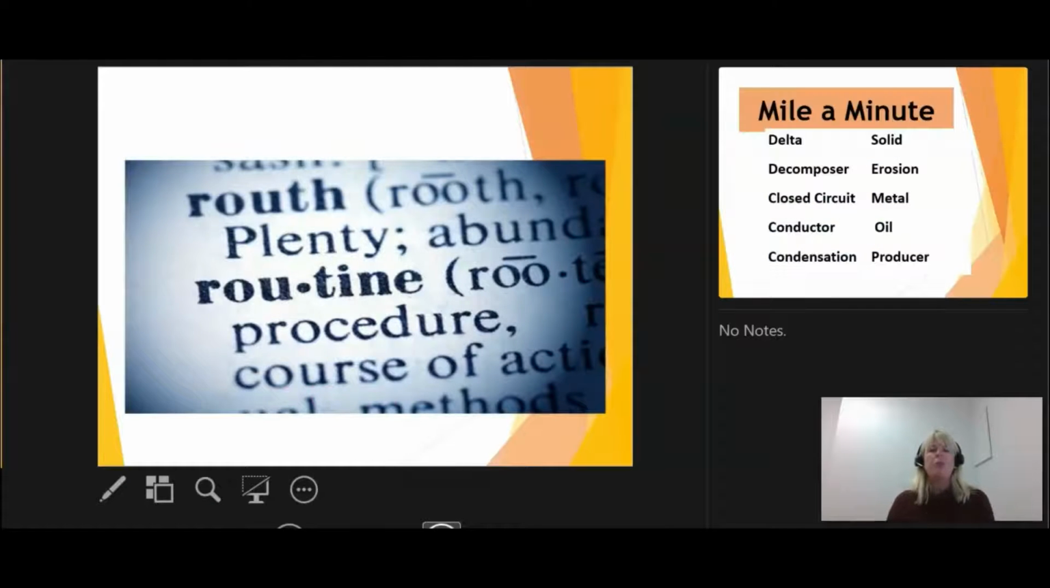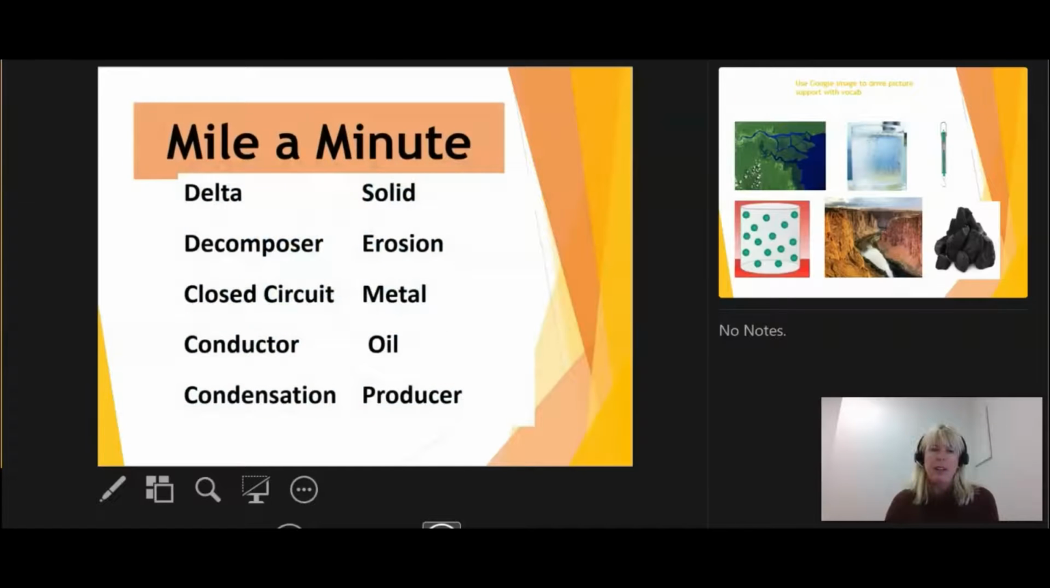Next, what is your routine going to be? Make sure that you establish some sort of a vocabulary practice routine. Here's a fun one called Mile a Minute. You simply put some keywords up. You have 2 different categories. One partner has its back to the screen. The other partner is facing the screen. And I'm trying to get my partner to name that key vocabulary word by giving clues about it.